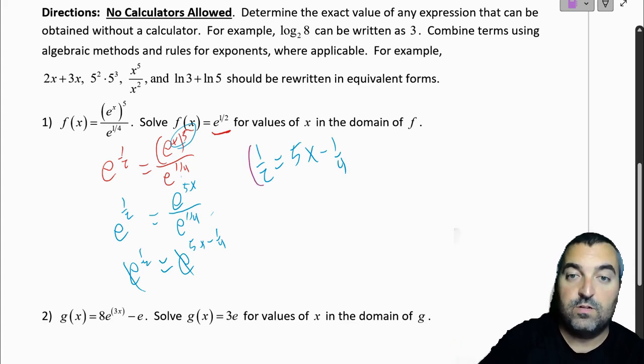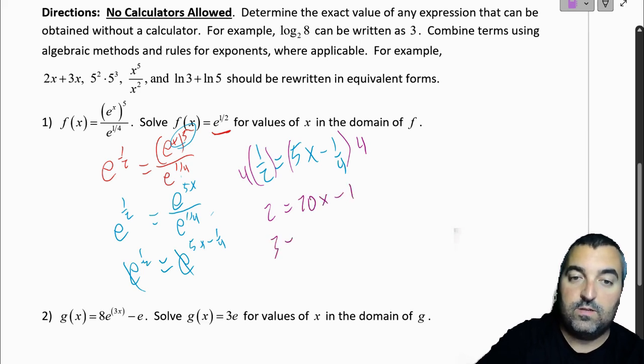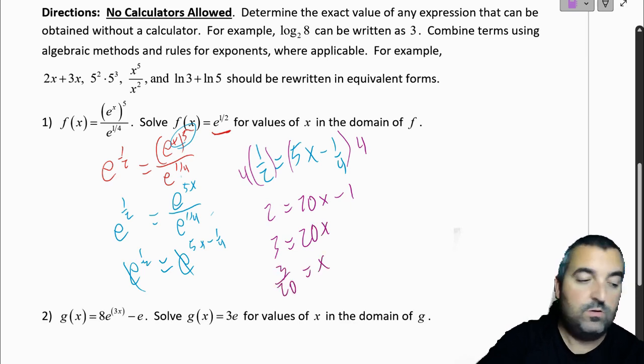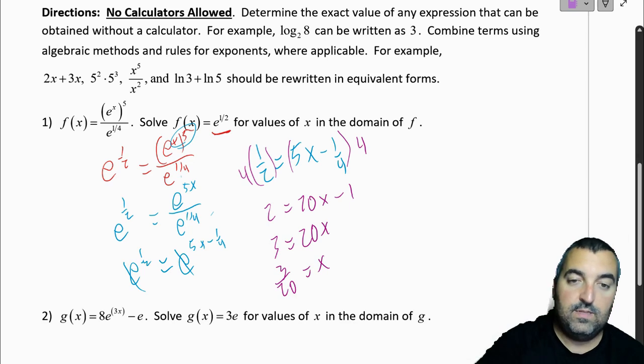If you wanted to, you can multiply everything by 4 to get rid of the fractions. So we get 2 equals 20x minus 1. So we get 3 equals 20x, and x equals 3 over 20. And that is our answer.